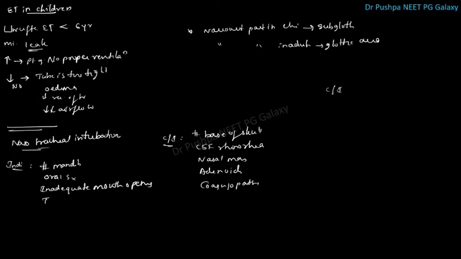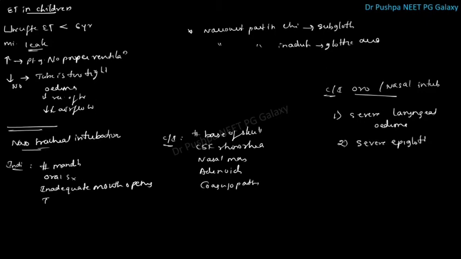What are the contraindications for both oral and nasal intubation? We can't use a tube through the mouth or through the nose. If there is severe laryngeal edema, severe epiglottitis, or laryngotracheobronchitis, in these cases we can't use oral or nasal intubation. We have to do a tracheostomy.